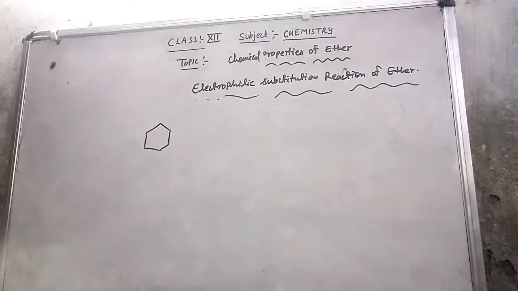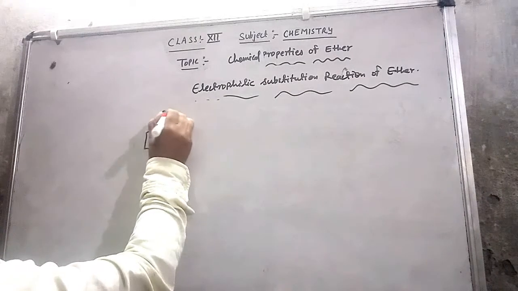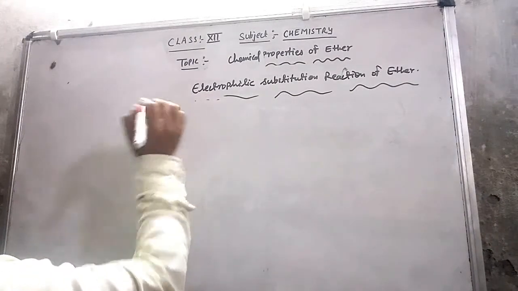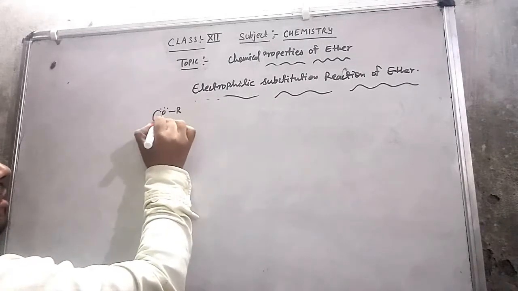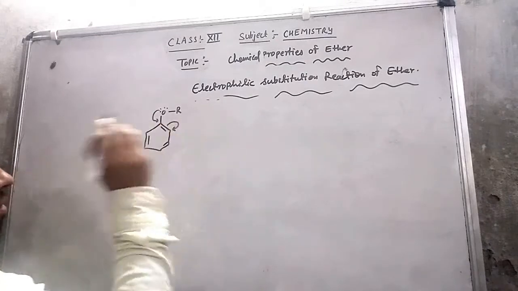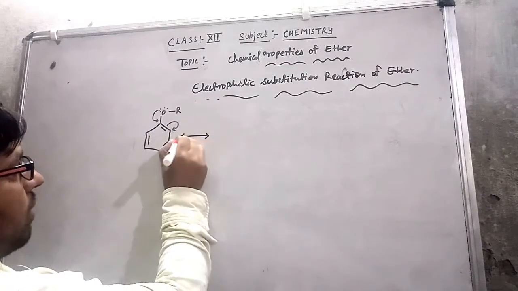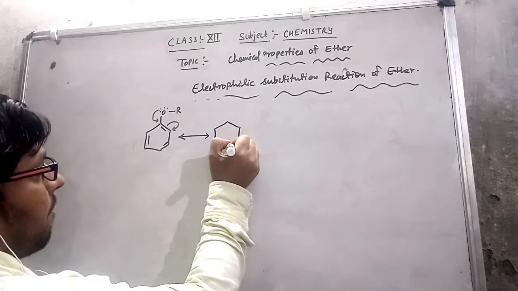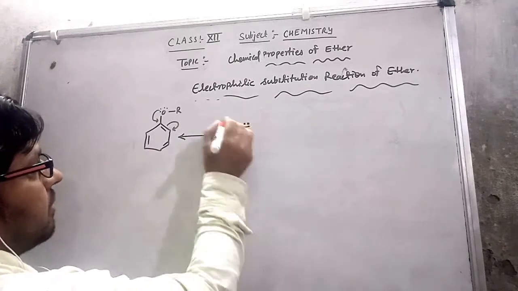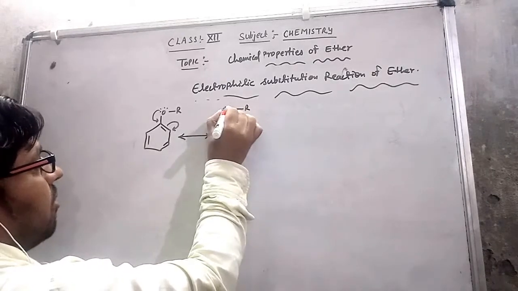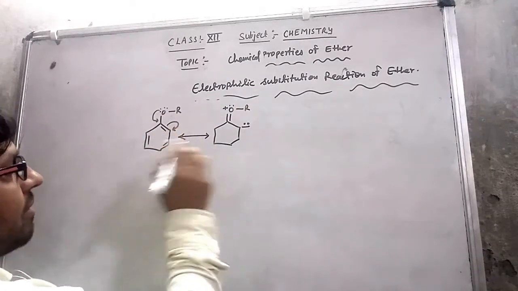This is the OR, aromatic ether. This is the same. The oxygen will transfer its electrons here, and this pi electron will come to this place. So what I am getting here is a double bond to R, and one positive charge will come because oxygen has given the electron.